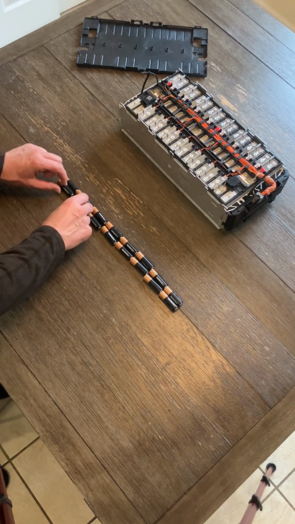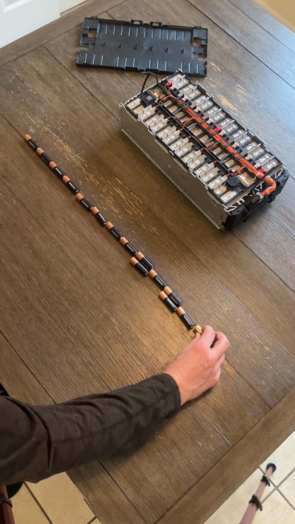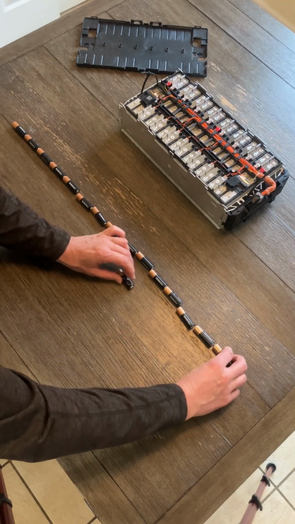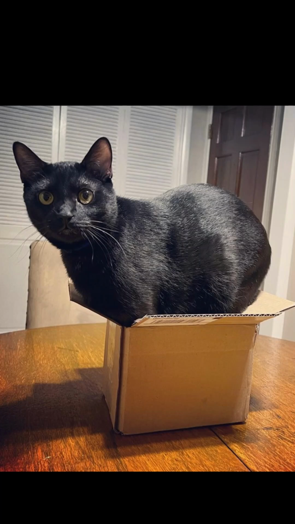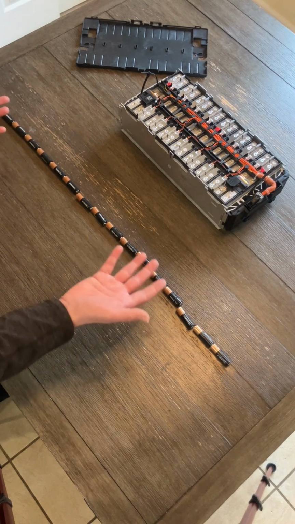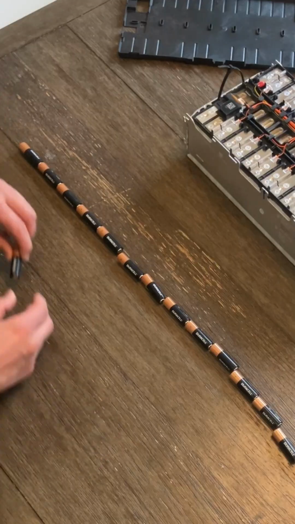But let's go back to our original example. So if this is 16S1P, why doesn't it look like our battery module there? Well, this is where we have to deal with space constraints and physical constraints. It wouldn't make sense to make such a long module. It wouldn't really fit in the car well. So this is what they do.